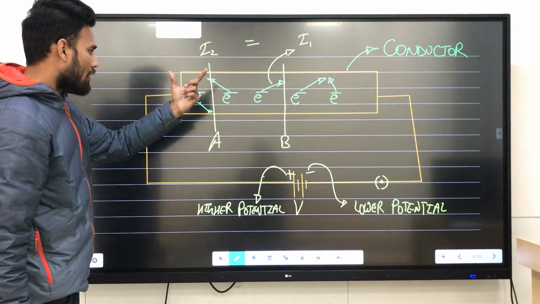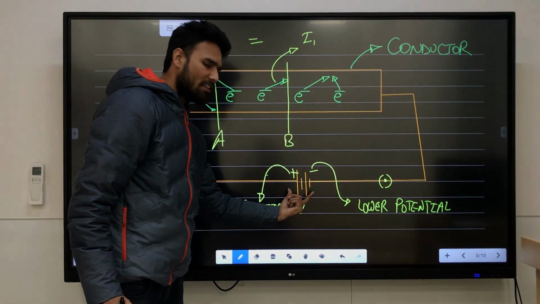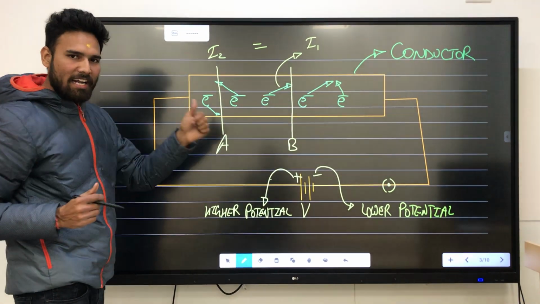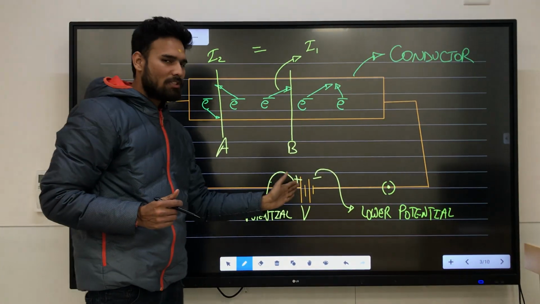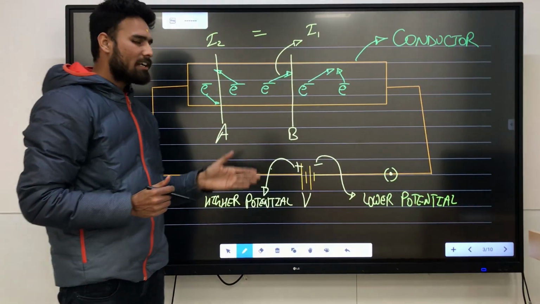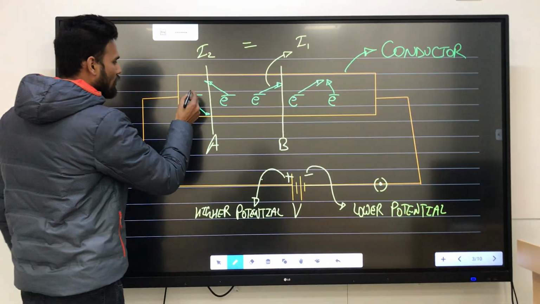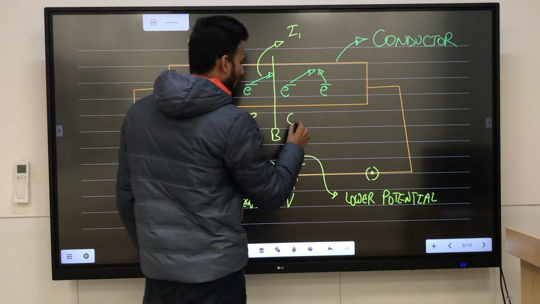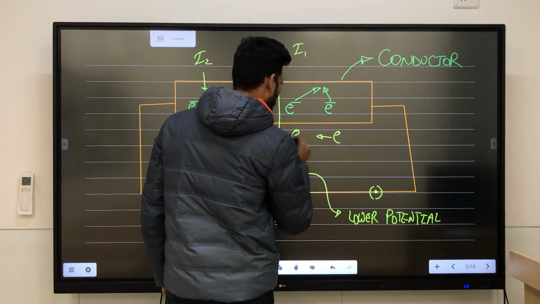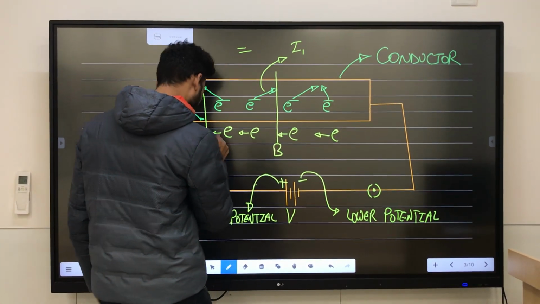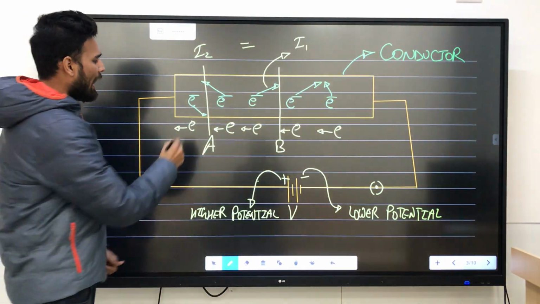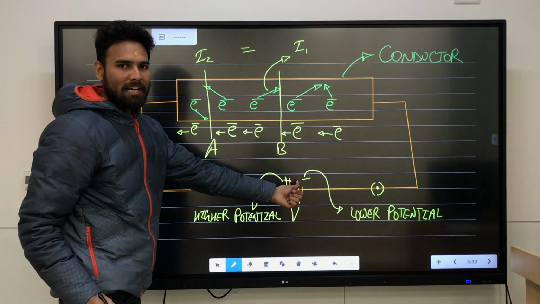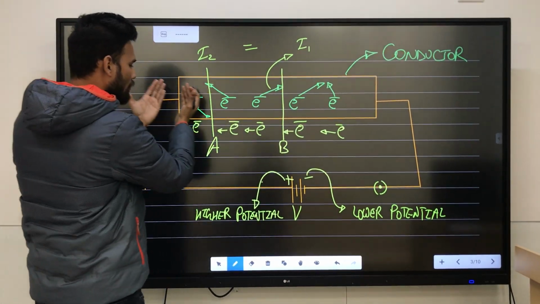Now, if the conductor is connected with the potential difference V of a battery, these electrons, which are negative in nature, will get attracted towards the positive charge, as we know that unlike charges attract each other. So these electrons will now start moving in a particular direction, and they will start drifting towards the positive terminal of the battery.